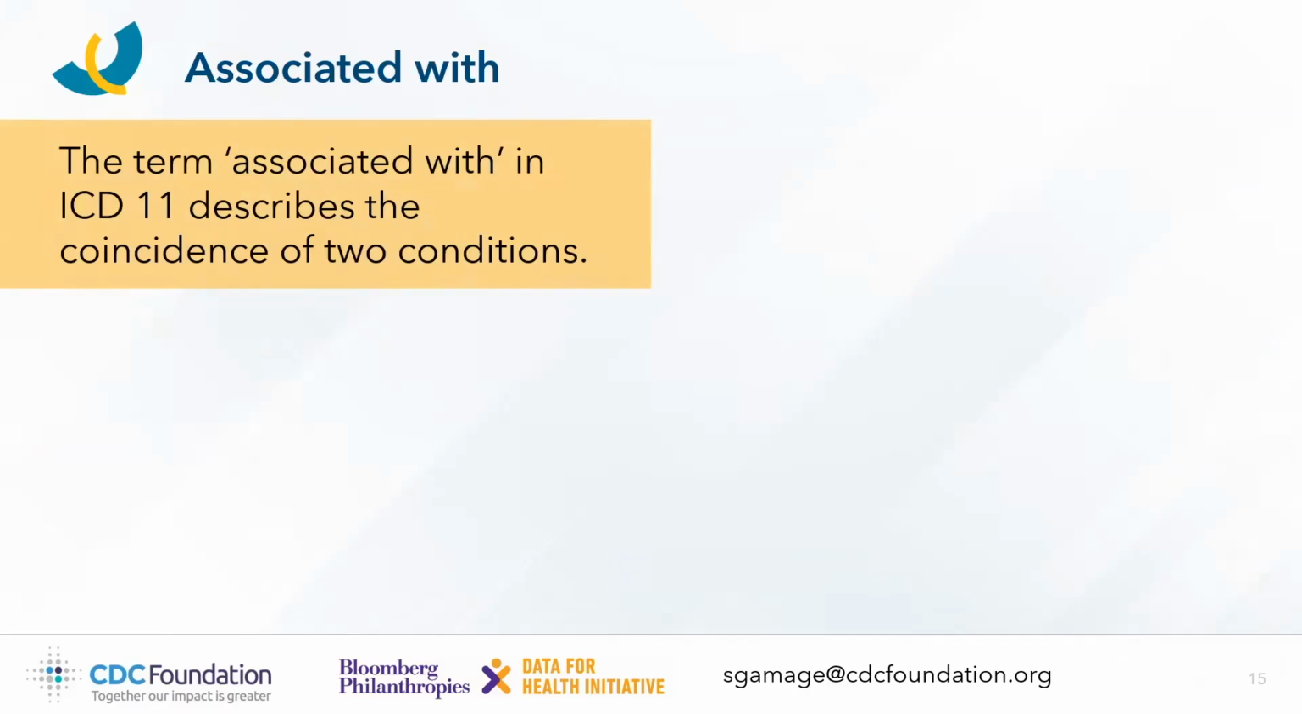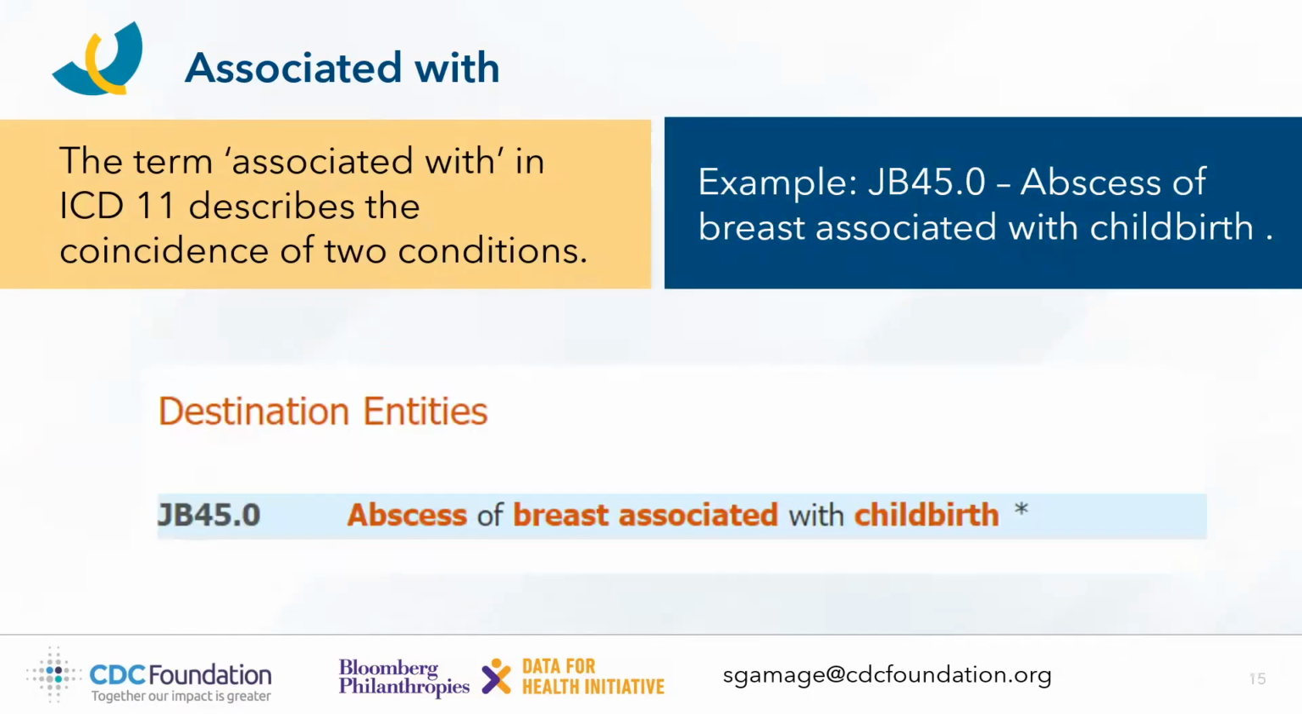Associated with is another convention used in ICD-11. The term associated with in ICD-11 describes the coincidence of two conditions. Example, JB45.0, abscess of breast associated with childbirth. A woman who has given birth to a child is having a breast abscess. So abscess of breast is associated with childbirth.